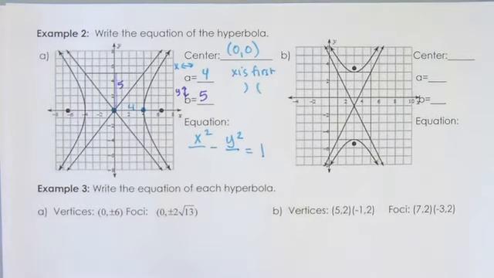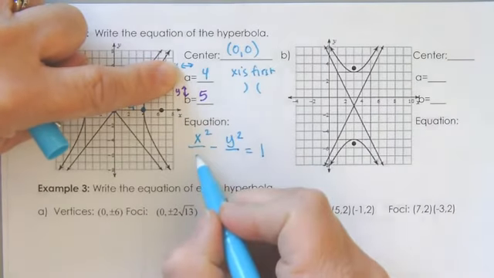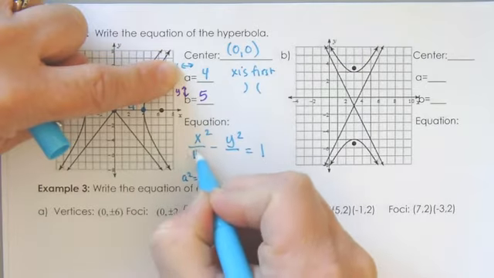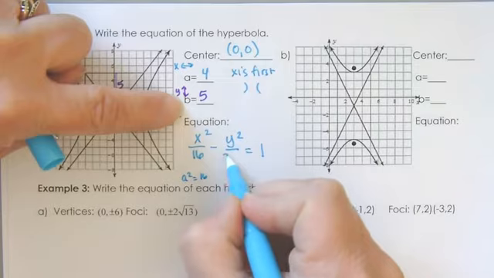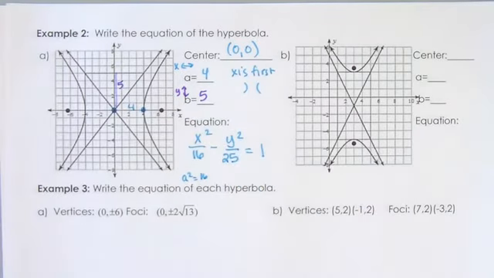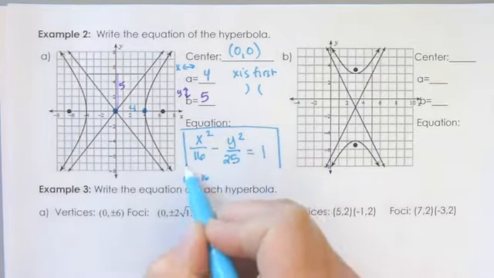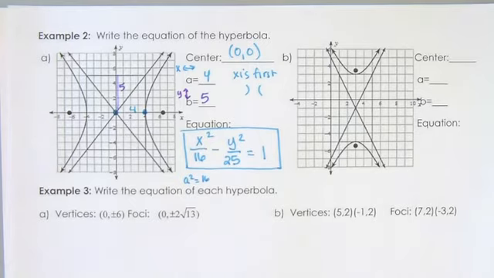So again, X went left and right 4, so this would be 4 squared here. A squared is 16, so that would be the 16 because it goes left and right 4. It went up and down 5, so 5 times 5 is 25. And there's our equation. Notice I gave you the foci in this picture, but we didn't even have to use them. That's just there. Let's try another one.